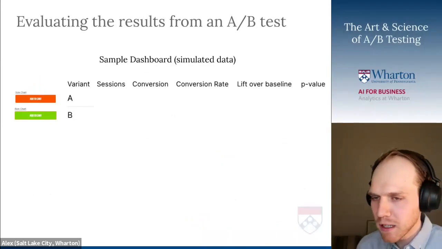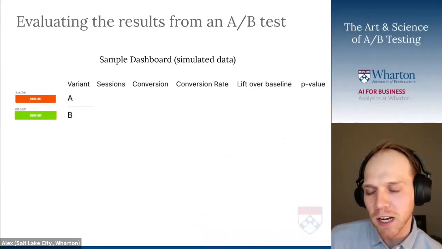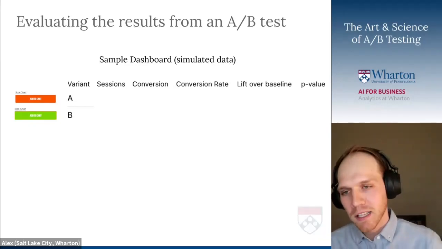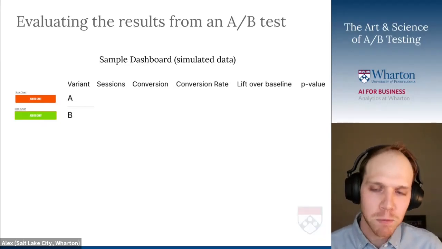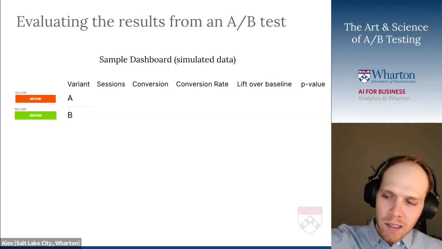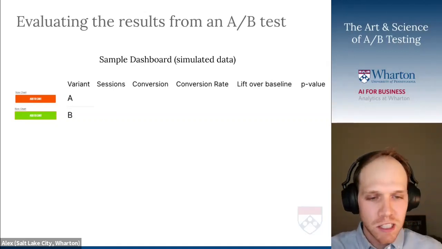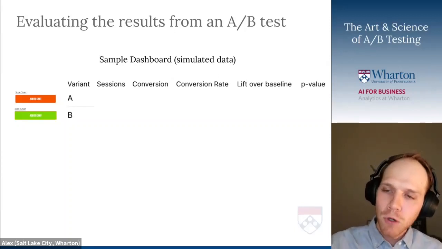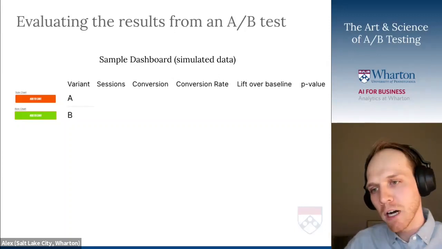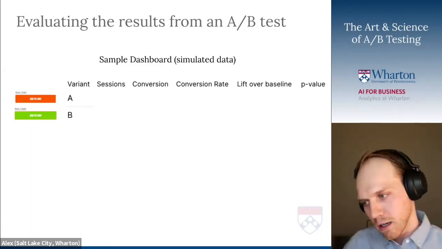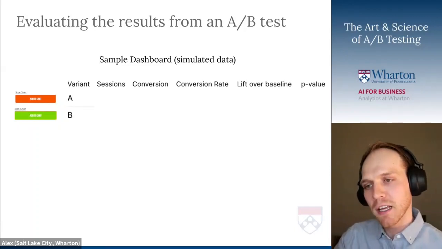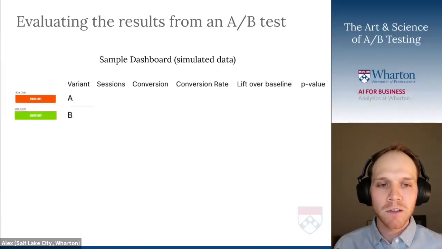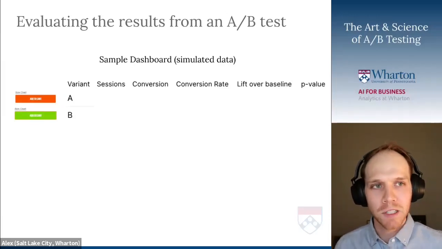And to come to the final step of the experimentation process is to evaluate the results of an A/B test. And this is a pretty standard dashboard. In a lot of testing interfaces, this is what your standard dashboard will look like. You'll be shown a table. Rows in this table will correspond to the different versions of the website you were testing. In this case, version A, version B, the orange button and the green button, and a number of columns corresponding to the outcomes that you're measuring.